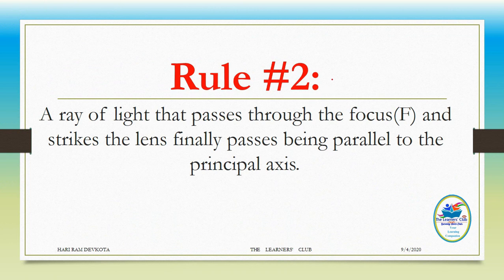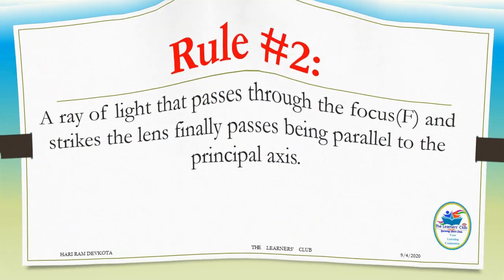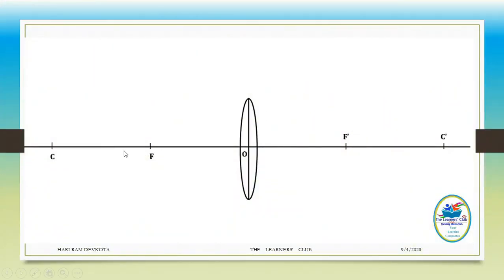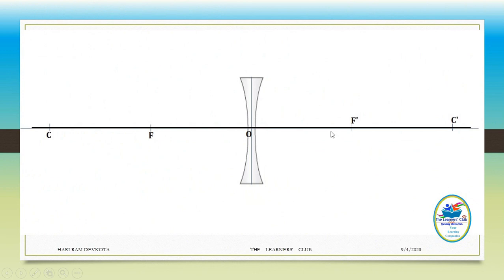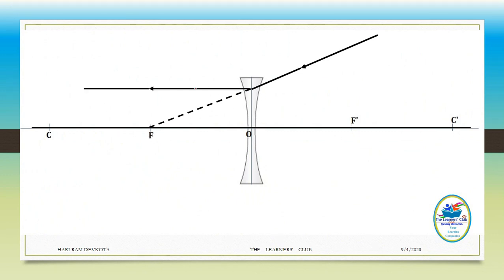Now rule number 2. If a ray of light passes through the focus and reaches the lens, then definitely it has to go parallel to the principal axis on the other side. And the same rule applies in case of a concave lens as well. The ray of light is projected towards the focus, the principal focus. However, because of the presence of this lens, it is now diverted, because of which it goes parallel to the principal axis.